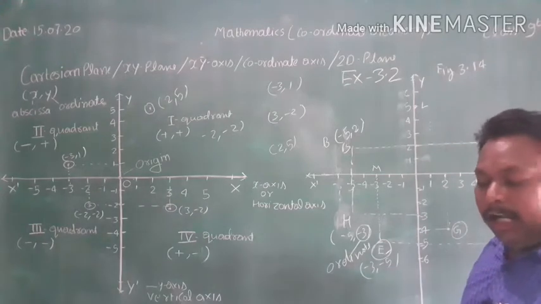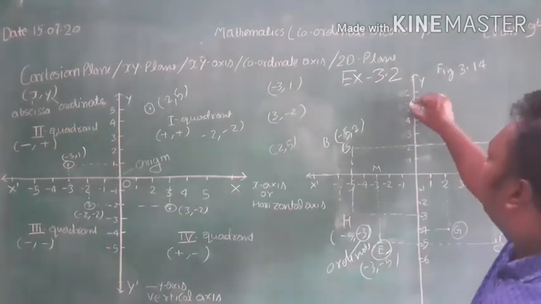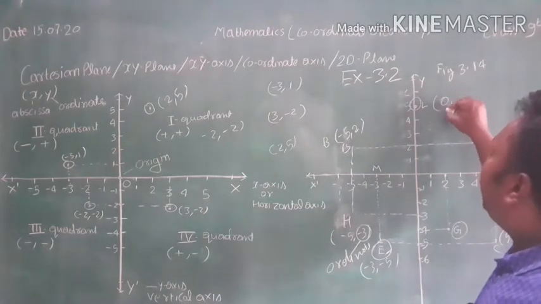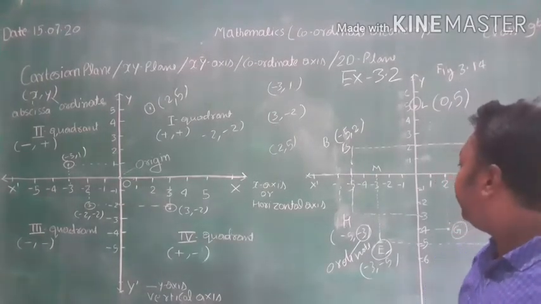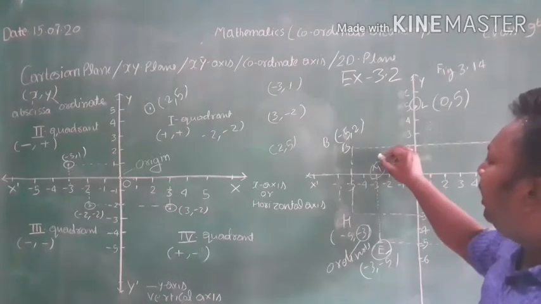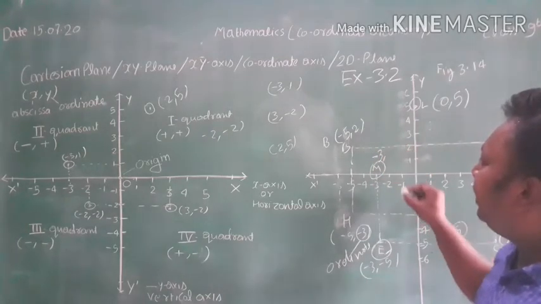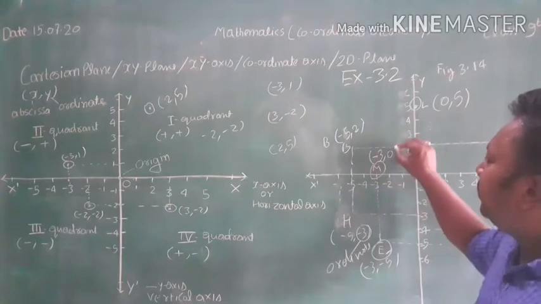The coordinate of point L is (0, 5). The coordinate of point M is (-3, 0).